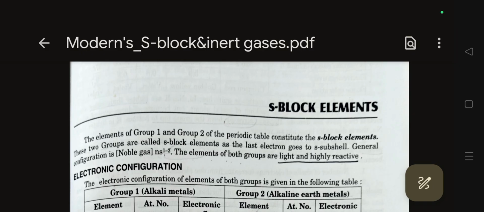The elements of group 1 and 2 of the periodic table constitute the S block elements. These two groups are called S block as the last electron goes to S subshell. General electronic configuration is noble gas ns1-2. The elements of both groups are light and highly reactive.